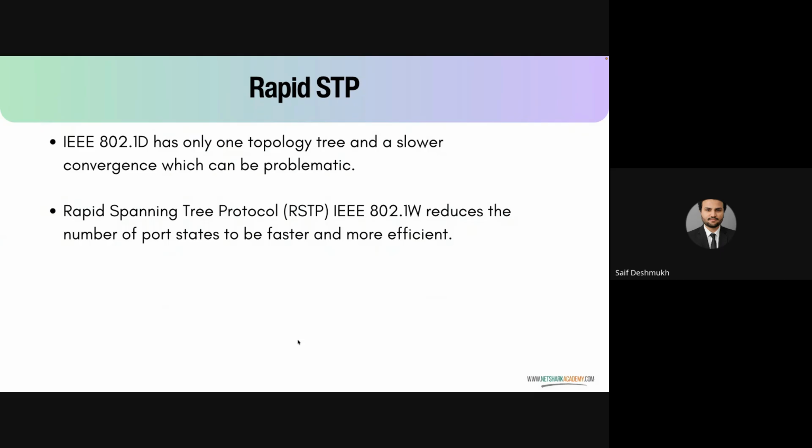Now, we will simply compare and look at what has been enhanced in the rapid spanning tree. Your older spanning tree was 802.1D, and it has only one topology tree, and it is very slow. You saw that we had to add so many things and so many updates just to make it faster. Then rapid spanning tree came.